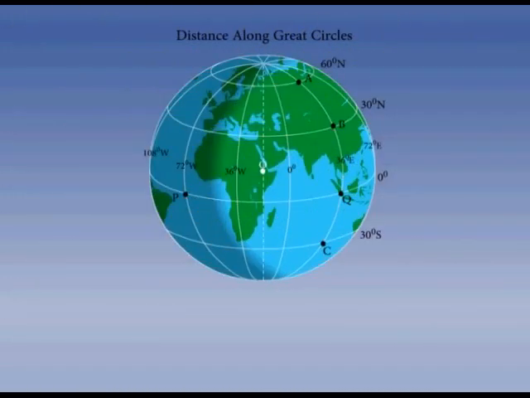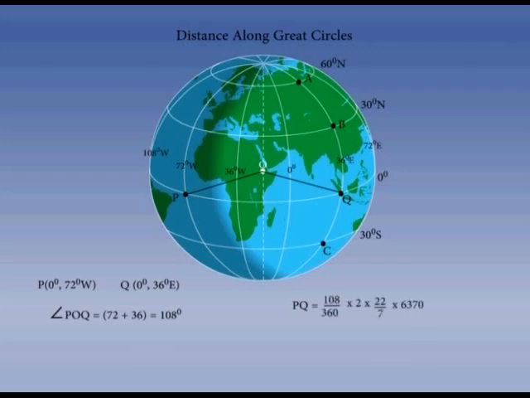The same is done when calculating the distances along the equator. Consider the distance PQ along the equator. The reference longitude is the prime meridian. P has coordinates 0 degrees north, 72 degrees west, and Q is 0 degrees north, 36 degrees east. The angle POQ is equal to 72 plus 36, which gives us 108 degrees. The arc length is equal to 108 over 360 times 2 times pi times 6,370, which gives us 12,012 kilometers.